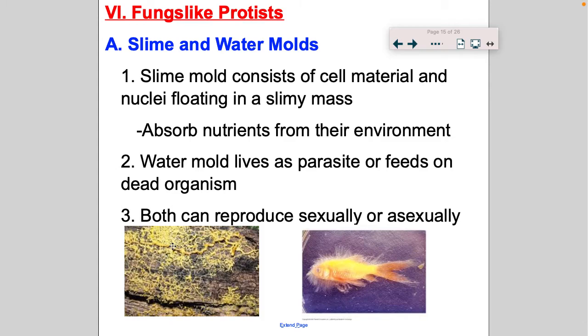I hike a lot, and I have yet to see a slime mold in nature, so I'm really hoping that sometime in the near future I come across something that looks like this, because it just looks like something out of a sci-fi movie.